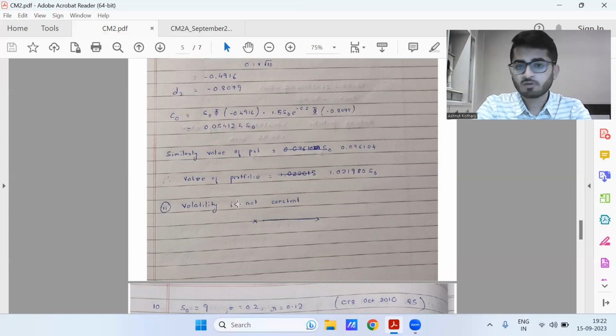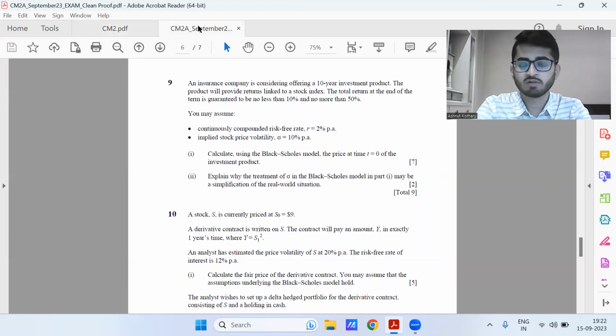Part two, why this might not be relevant. We assume volatility to be constant when we are applying the Black-Scholes model, but in reality, that is not the case. Volatility seldom tends to be constant. It keeps on varying between different time periods, at different points of time, depending on market conditions, economic conditions, and so on.